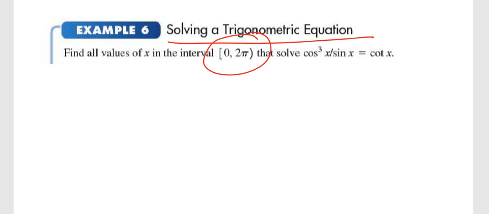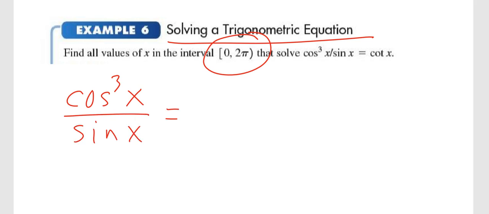Okay, folks, this is an equation. Now we're entering the world of equations. We've got cosine cubed x over sine x equaling cotangent of x. We are going to more than likely put everything on the same side. Is there anything we could replace cotangent with? What could we replace that with?